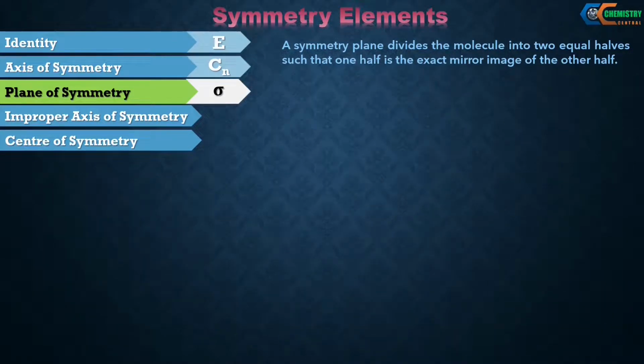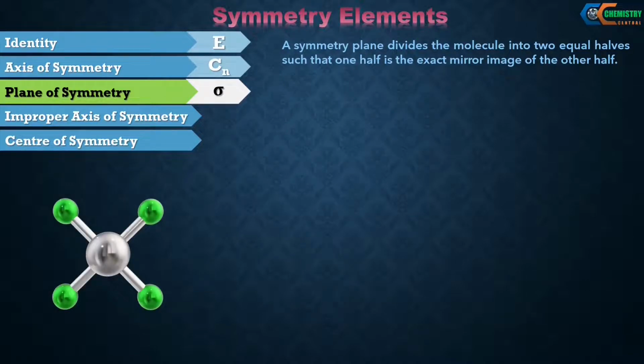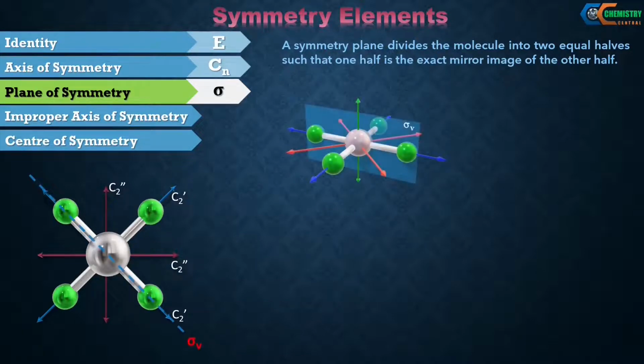Let us find out the different kinds of planes found in the tetrachloroplatinate ion. Here is the top side view of the tetrachloroplatinate ion along with its subsidiary axes. If we look from the z-axis, the square planar arrangement of the ion can be divided into two equal halves along the chlorine-platinum-chlorine bond, as shown by blue dashed lines. These planes are called vertical planes as they are parallel to the principal axis and are represented by sigma v.